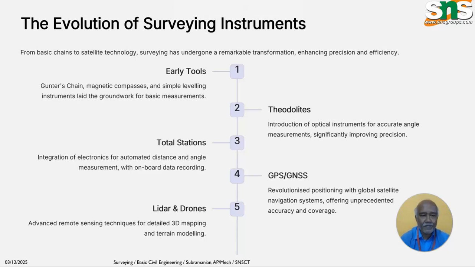Finally, we see the mind map of the evolution of surveying instruments. Early tools were the Gunter chain and magnetic compasses, which have now turned into optical instruments for accurate angular measurements. And total stations gave automated distances and angles in the early stages, whereas now GPS and GNSS will be informing us. And also we have lidar and drones. No need for a human being to walk all around.